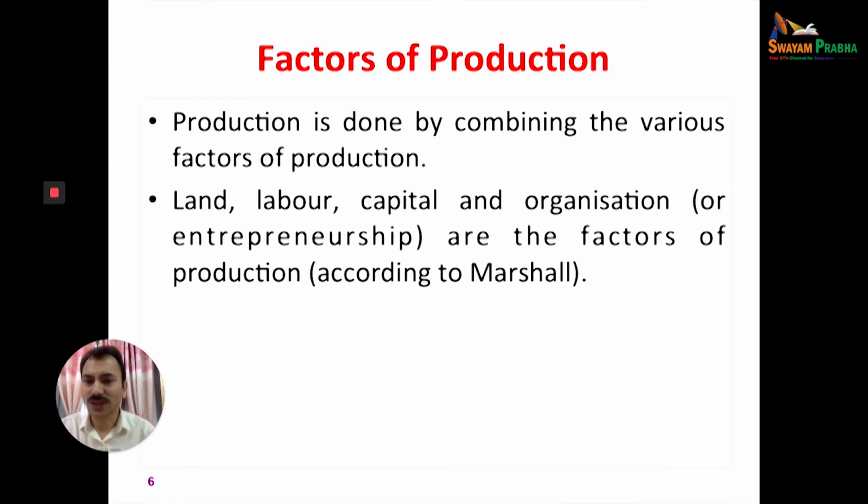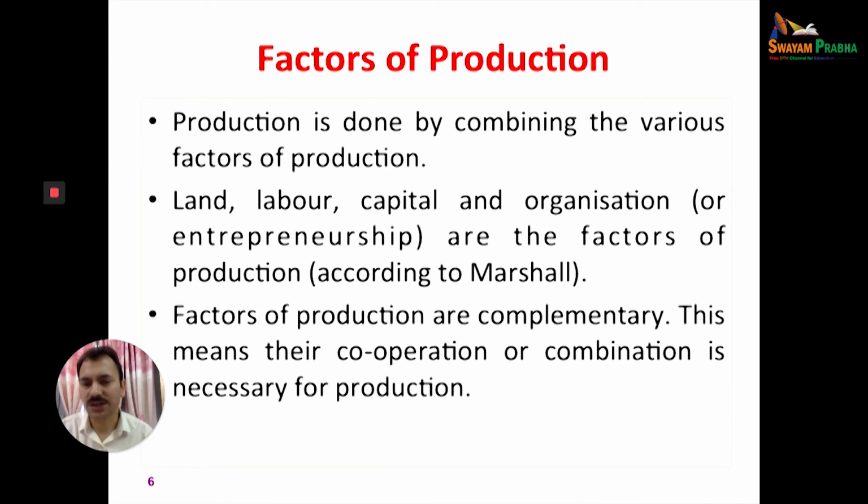One thing is very, very important. Production is done by combining the various factors of production, like land, labor, capital, and organization or entrepreneurship. This is defined by Marshall. Marshall says that land, labor, capital, and entrepreneurs are important factors of production. Factors of production are complementary to each other. This means their cooperation and combination is necessary for production. If you want to produce something, then the cooperation of each factor of production, land, labor, capital, is a must. Without their cooperation, we cannot produce anything.